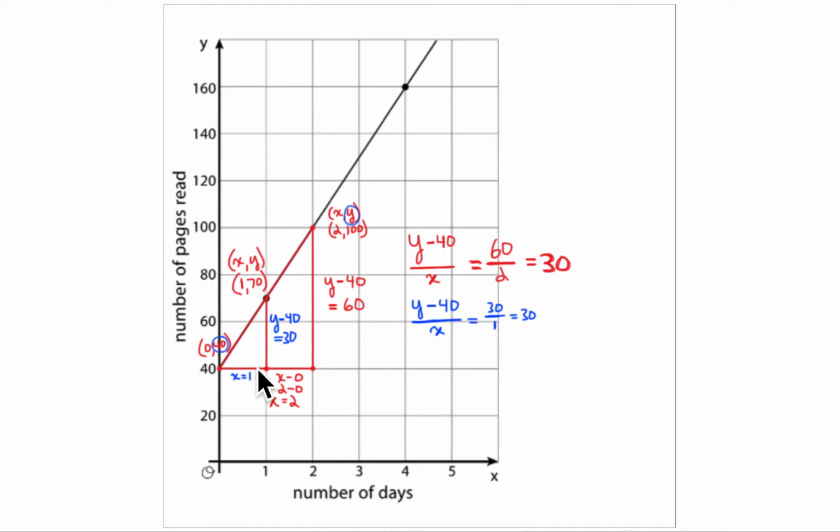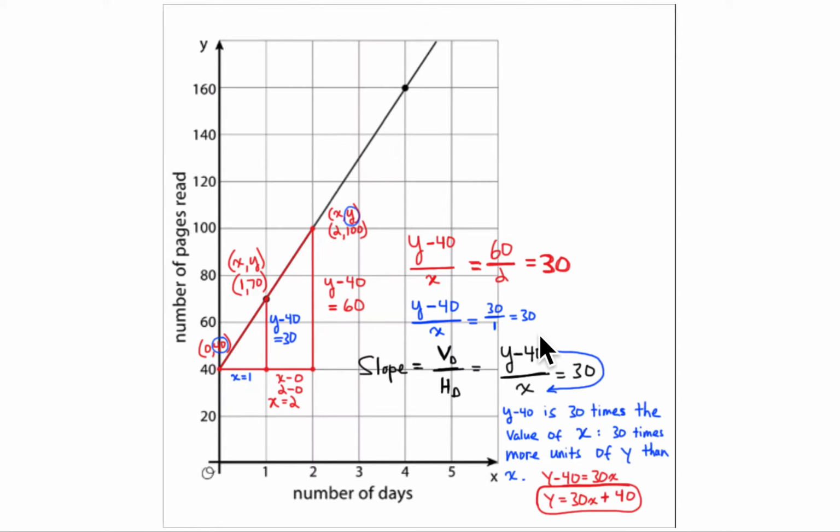Now notice you could have used this slope triangle right here. You'd get y minus 40 over x. This would be x, but in 1 day, it would be 30 pages. So that would be 30 over 1. You have to take the 70 pages, subtract the 40 pages to get this 30 right here. So 70 minus 40 is 30. 1 day gives you a slope of 30. Notice that they are the same. They have to be the same. So regardless of which slope triangle you use, you're going to get the same equation.